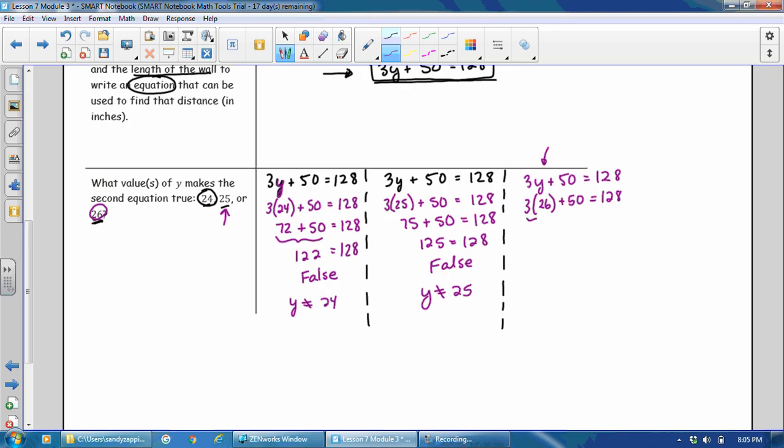3 times 26 is 78. Bring down the rest of the problem. And 78 plus 50 is 128. Since this is a true statement, we know that y equals 26. So it said what value of y makes the equation true? The value is 26. And again, this is called the solution to the equation.